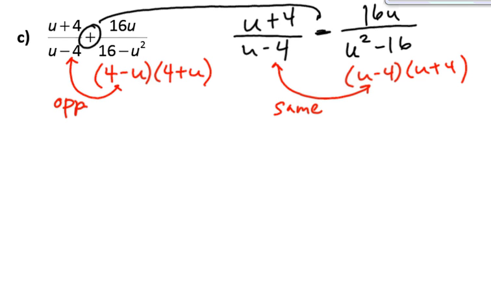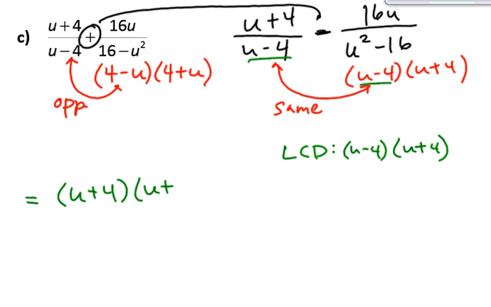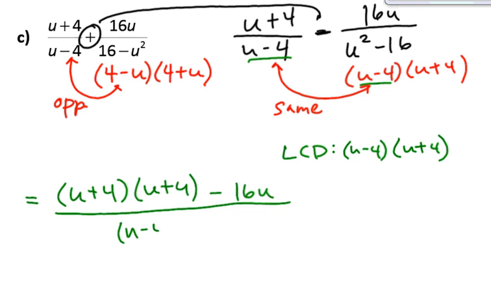Okay, so now the LCD for this problem, they have the u minus 4 in common. So the LCD is the u minus 4, and then the u plus 4 from the second fraction. All right, so the second fraction is good, but the first fraction is missing the u plus 4 factor. So I'm going to multiply. My numerator is u plus 4 already, so it's just going to get another u plus 4. Minus the 16u, that's okay. The bottom of that one isn't missing anything. So then the denominator is u minus 4 times u plus 4.